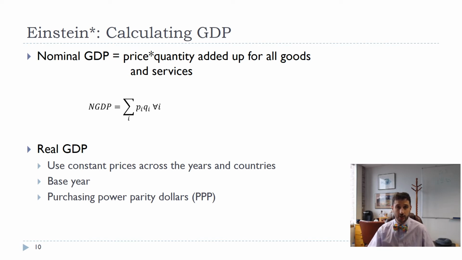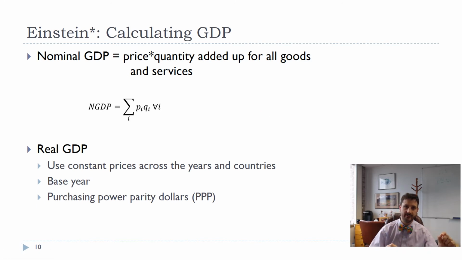So calculating GDP theoretically is pretty easy, right? We take all those final goods and services. We're going to call them i, right? So in a country like the United States, there might be 100,000 different products and services. Then we're going to multiply how many we sold, that's the Q, the quantity, times the price, and then just add them up for all the goods and services. This gives us something called nominal GDP.